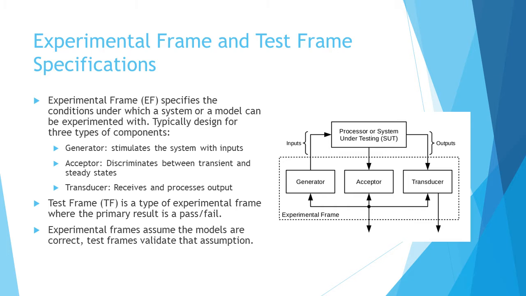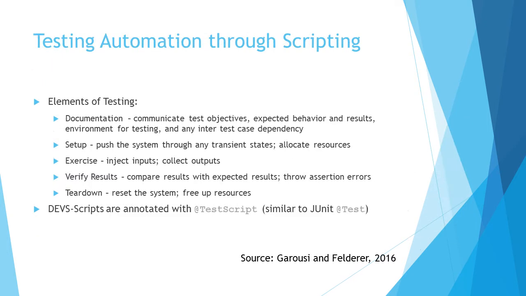Experimental frames specify the conditions under which a system or model can be experimented with. Testing also has conditions. Tests have a setup phase, similar to a transient state, inject inputs, and receive outputs from the system. Tests have all of these roles. However, testing focuses on pass-fail as the primary metric. Those roles are depicted on this slide.